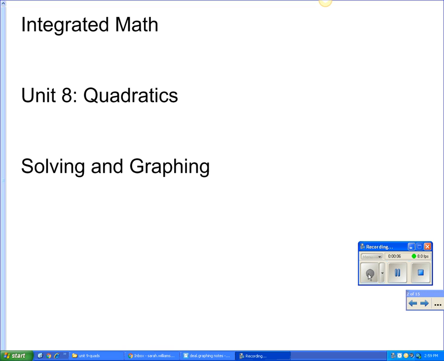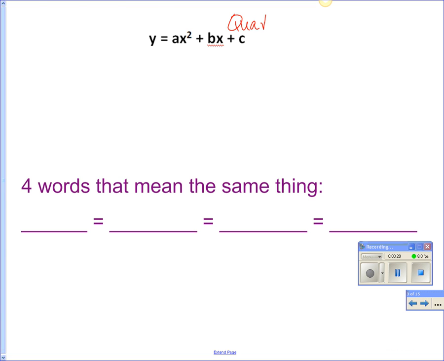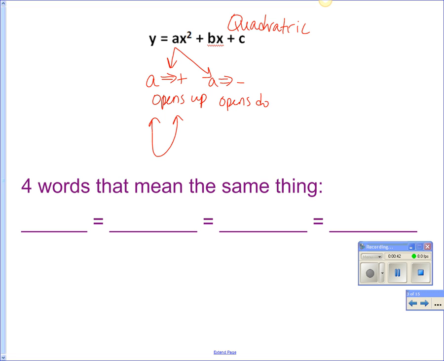All right, guys, today we're going to be solving and graphing. All right, this is the formula for a quadratic. If A is positive, then it opens up and it looks like a U. If A is negative, then it opens down and it looks like an upside down U.